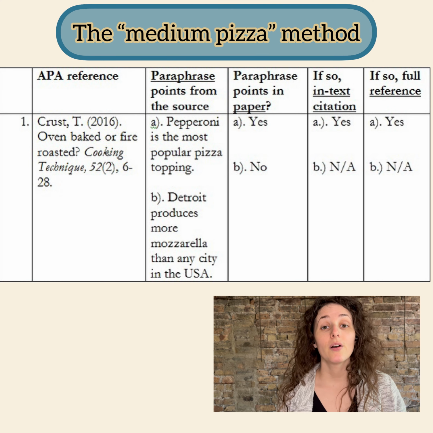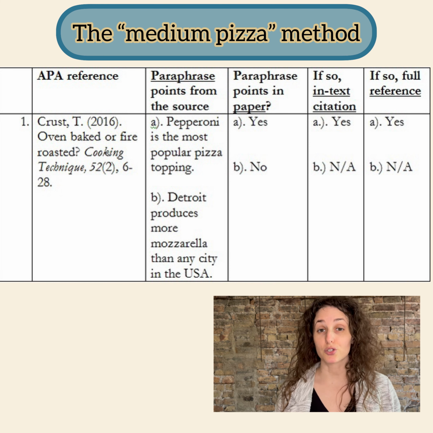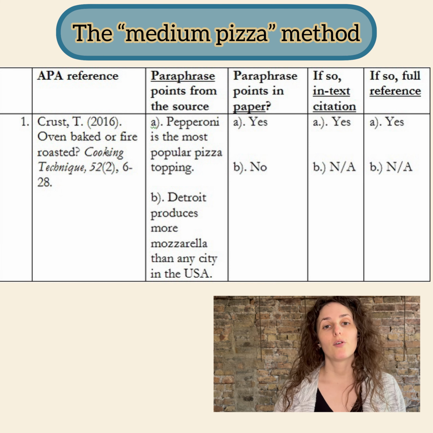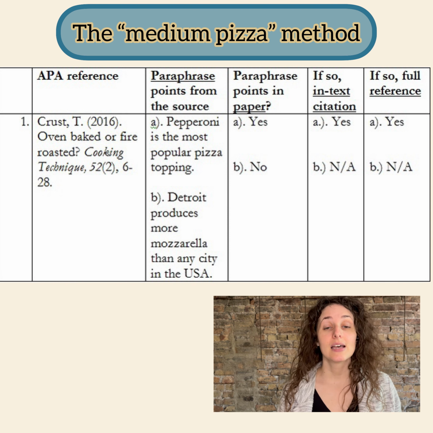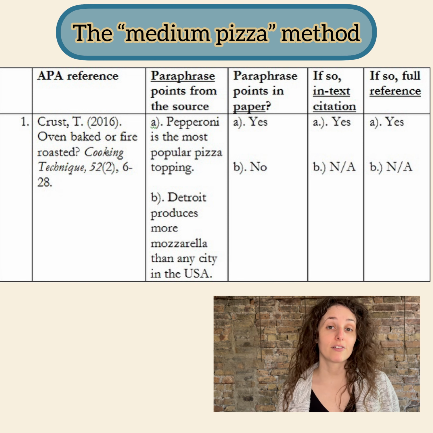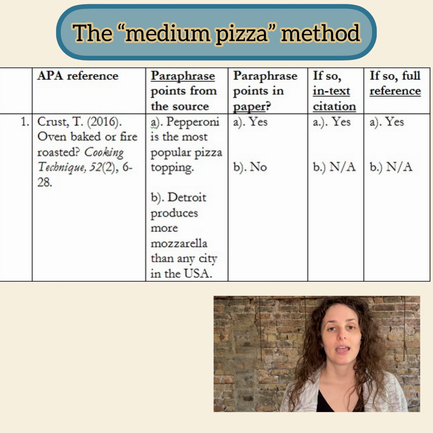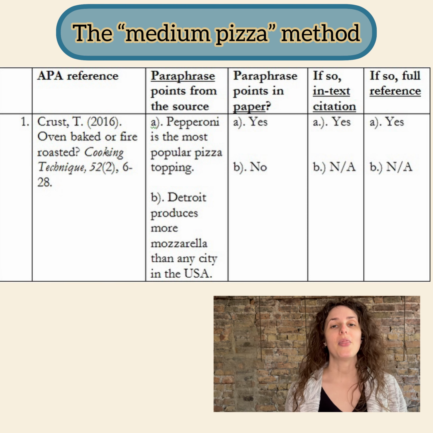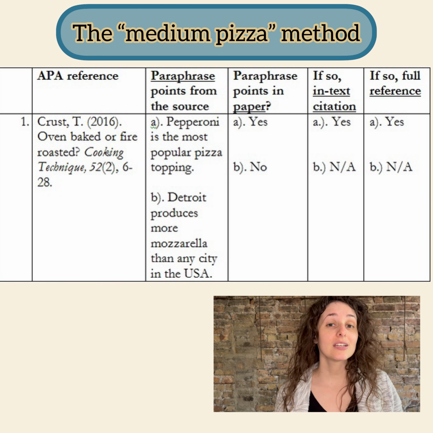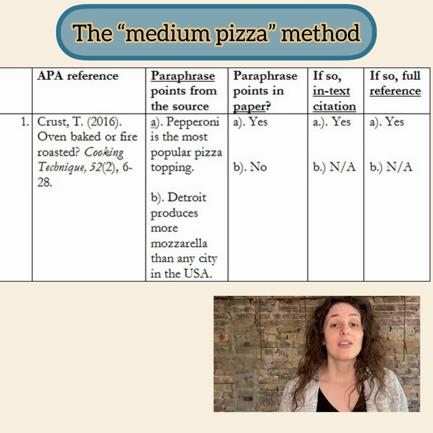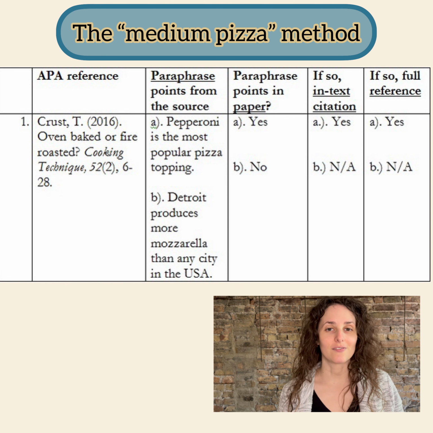Earlier in this video, I mentioned I would show you an example of a way to help you keep your sources organized to avoid idea plagiarism, word plagiarism, and common mistakes like not listing a whole reference for an in-text citation. I call the graph above the medium pizza. Why is it called this? Because pizza is my favorite food, and just like a medium-sized pizza, this graph has 6 slices of information.